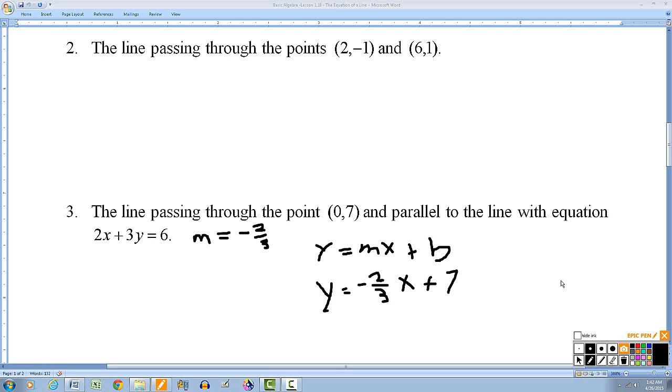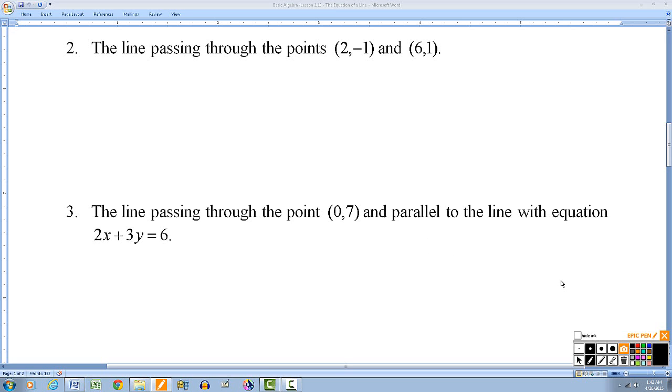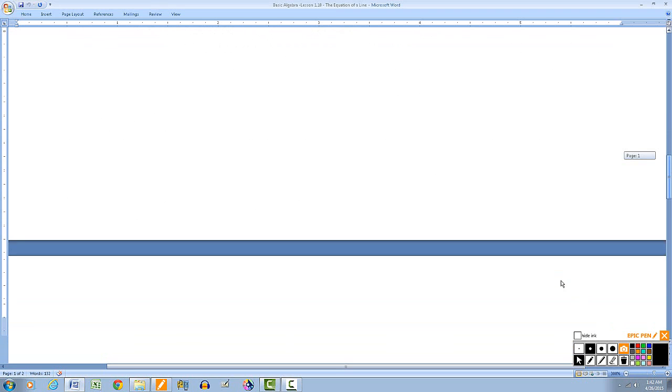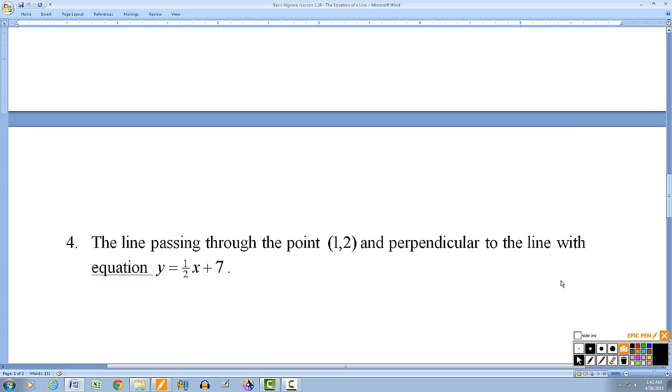Okay, let's clear this. Go to the next one. Okay, I want the equation of the line passing through the point 1, 2 and perpendicular to the line with equation y equal to 1/2 x plus 7. Well, again, because this one is solved for y, the slope is 1/2.